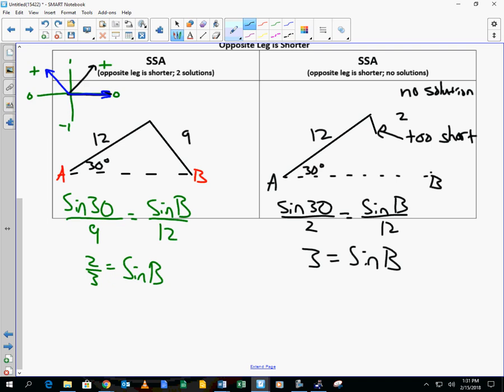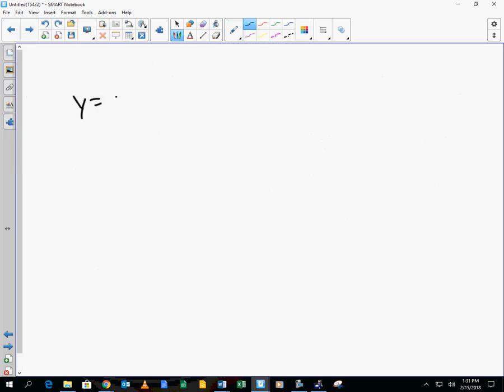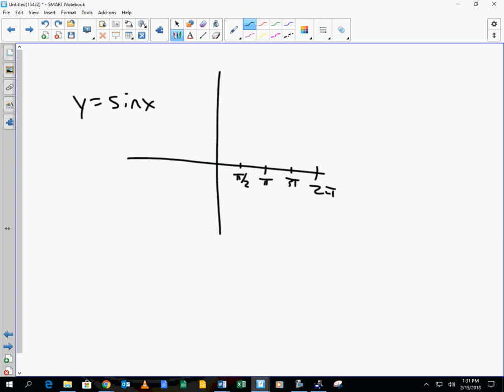Sine? You graph sine of x, right? Where do you start? You just took a test on it. 0, right? And you go up to 1, you go down to, I mean, that's what it does, right? It never gets up to 3.